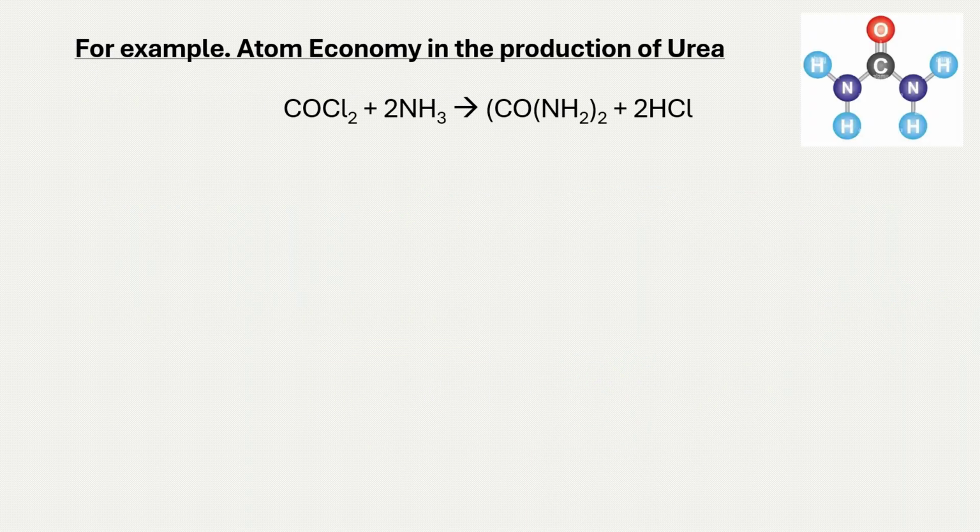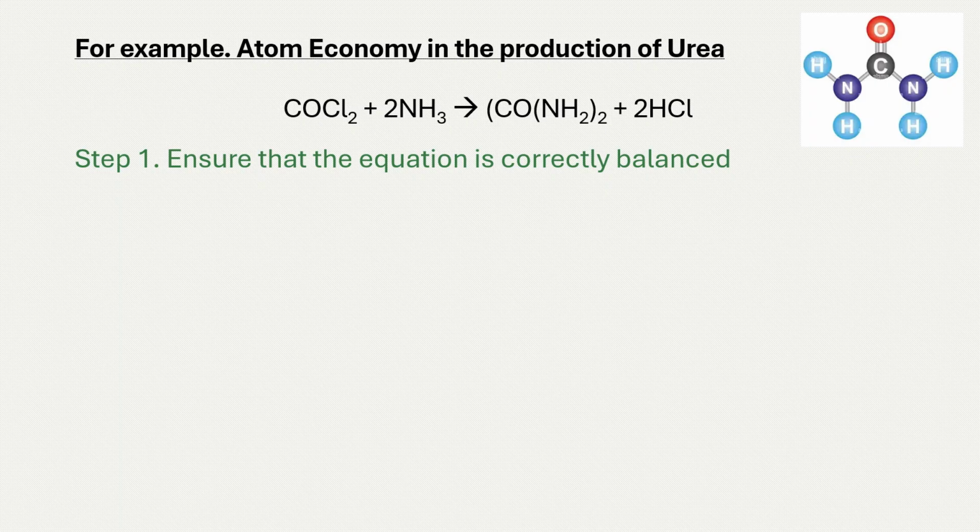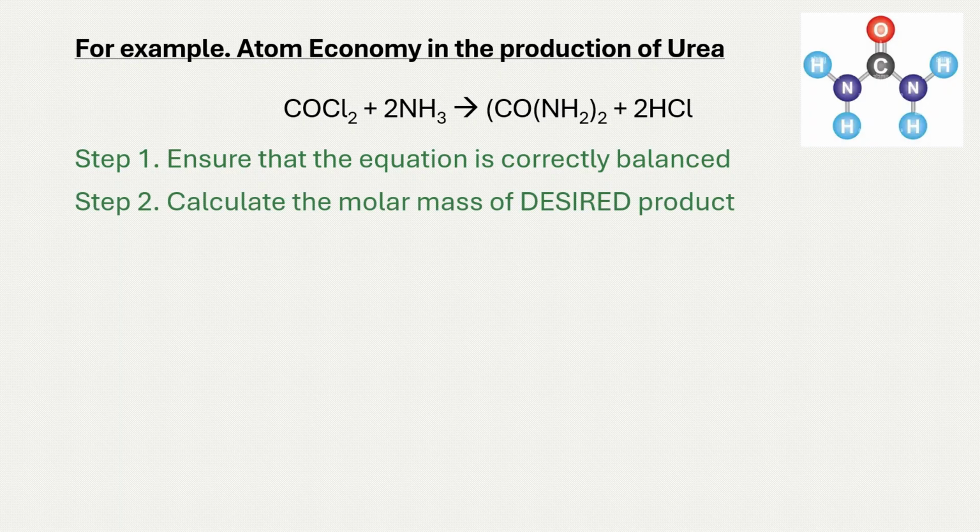Let's go through the step-by-step calculation process. Step 1, make sure that the equation is nicely balanced. And this equation is nicely balanced for you. Step 2 is crucial. Calculate the molar mass of the desirable product, which is the urea, right? So have a look at your periodic table, get your molar mass.